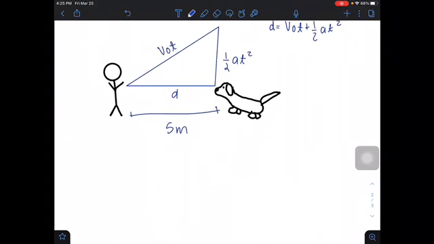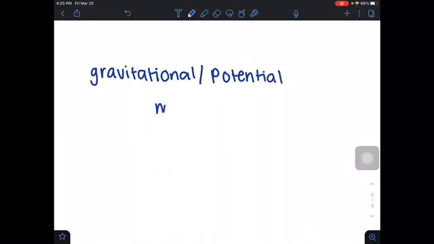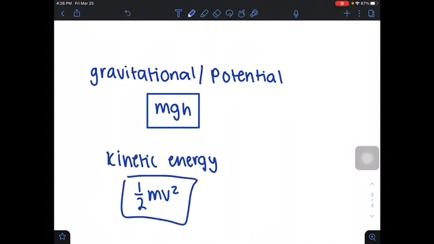So before we do that, I'm just going to explain the two basic forms of energy. We have gravitational potential energy, which is energy that is stored and has to do with height. And then the formula for this is mgh. So this is mass times gravity times height. And then we have kinetic energy, which is when something is in motion and has to do with velocity and speed. The equation for this is 1/2 mv squared, 1/2 mass times velocity squared.